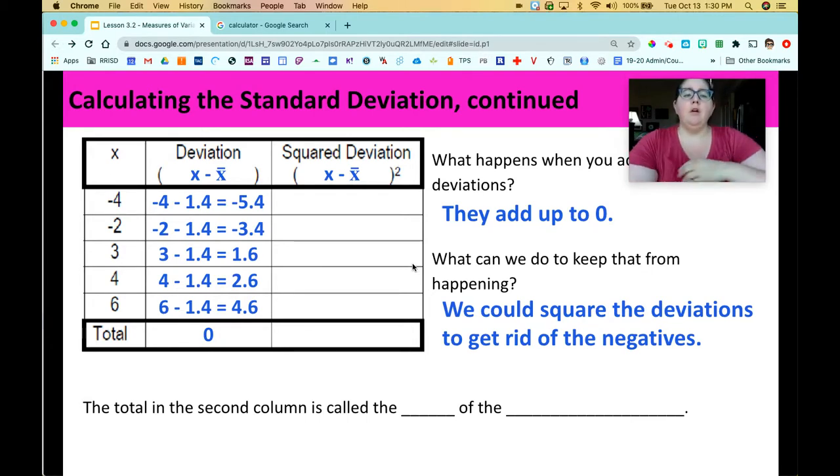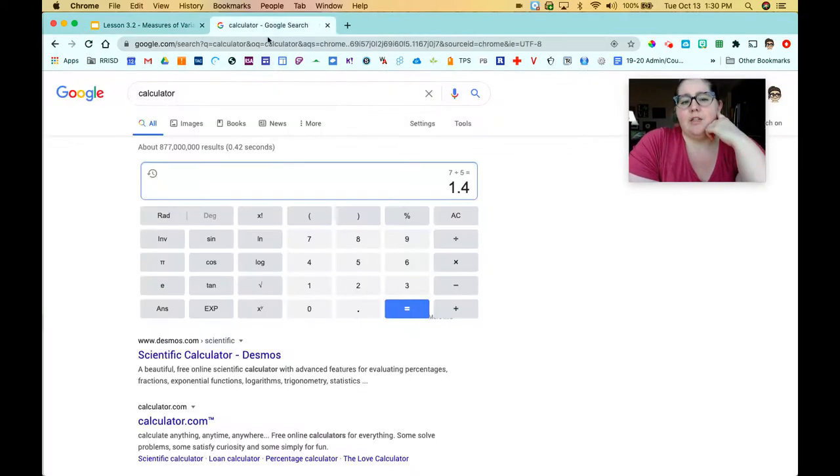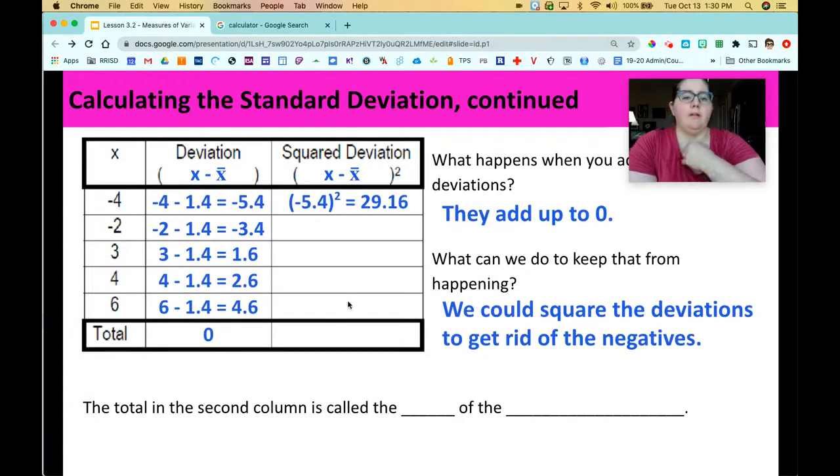So for the -4, our deviation was -5.4. So I would do -5.4 squared, or -5.4 times -5.4. Remember, when you multiply a negative times a negative, you get a positive, so that's why this is going to work. And that gets me 29.16. Again, I can just do that in my calculator, no big deal. I'm going to go through all my numbers and do that.